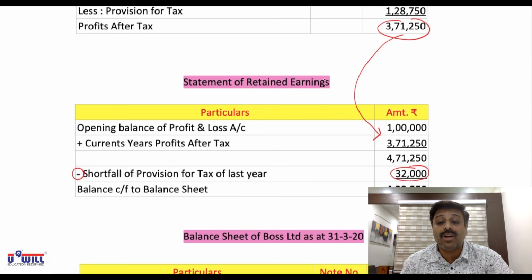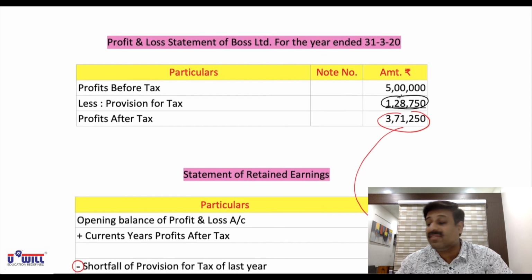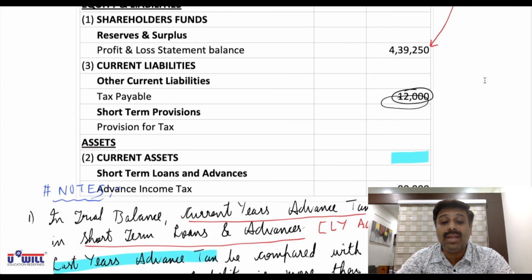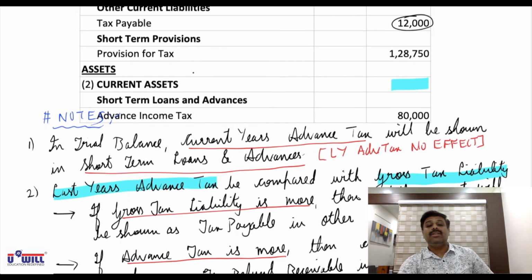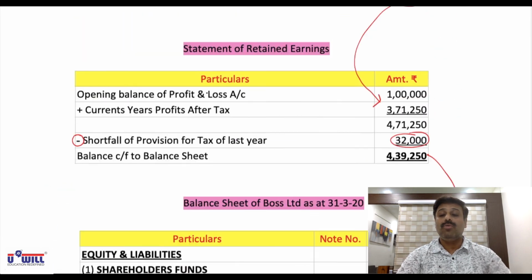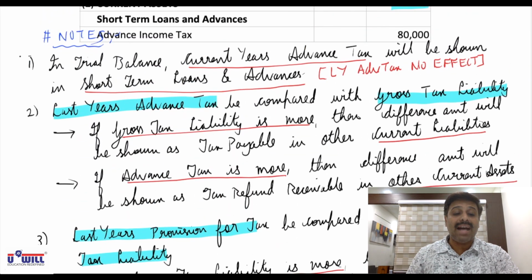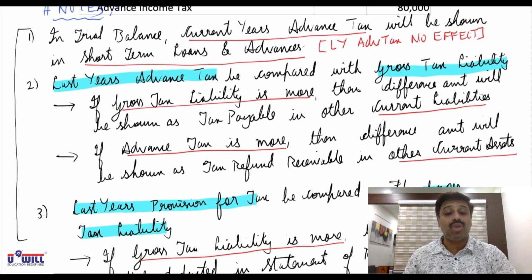What is the amount of provision for tax for current year? Current year's provision for tax is 128,750. So that will appear in short term provisions, 128,750. So this I had forgotten, all of you write it down. This will also come in the balance sheet. So we are not writing it in the notes, we are just writing the effects of last year's amounts, what all are to be given. Current year's advance tax will be shown in short term loans and advances. Last year's advance tax will have no effect.